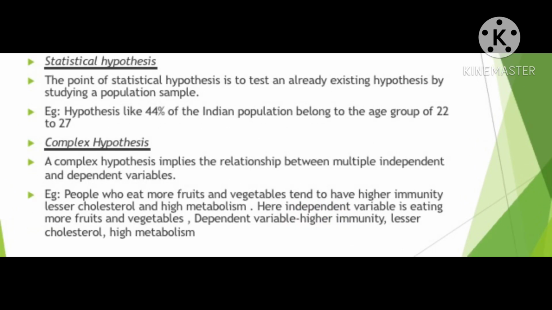Next is statistical hypothesis. This is a type of hypothesis that already exists. Maybe someone must have done an experiment on that particular hypothesis years back, and that time it was proved right. Maybe after a few years, what is the condition? That's what the researcher is trying to find out. For example, a hypothesis like 44% of the Indian population belongs to the age group of 22 to 27. So now the researcher is going to find out whether it is correct or not, and what is the condition now. That type of hypothesis is called statistical hypothesis.